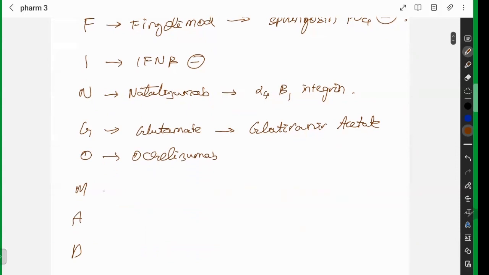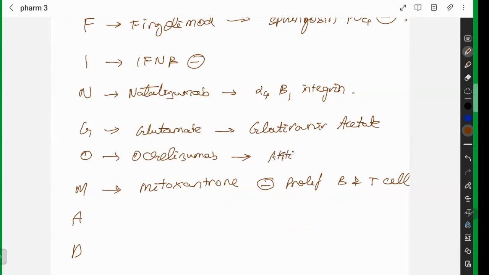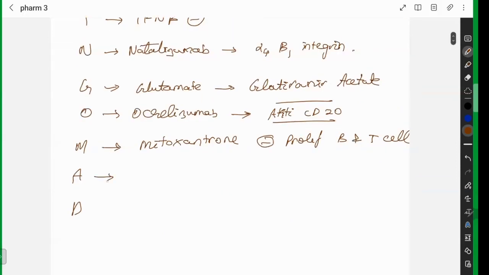And what does M stand for? M stands for mitoxantrone. They are going to inhibit the proliferation of B and T cells. And remember ocrelizumab, we will be discussing this soon. It acts as an anti-CD20. Now you're going to have this A. What does A stand for? Alemtuzumab. Alemtuzumab is going to act against anti-CD52. And the last drug of choice is going to be your dalfampridine.